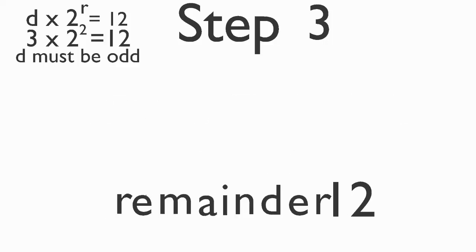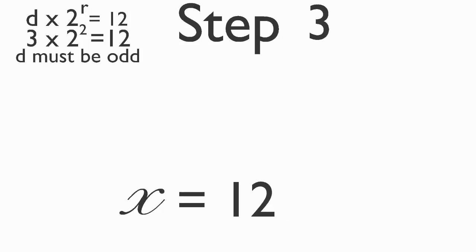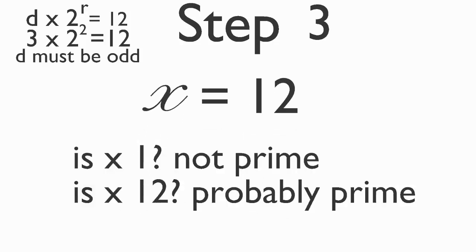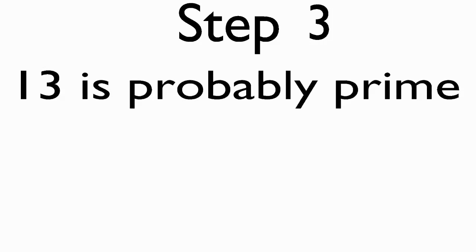Now, we call x 12 and simply ask 2 questions at this point. If x is 1, then the number we're testing is not prime. If x is 1 less than the number we're testing, like 12 in our case, then the number we're testing, which is 13, is probably prime. In our example, this is exactly what we get. X equals 12, which is 1 less than the number we're testing. So the Miller-Rabin test says here that 13 is probably prime.